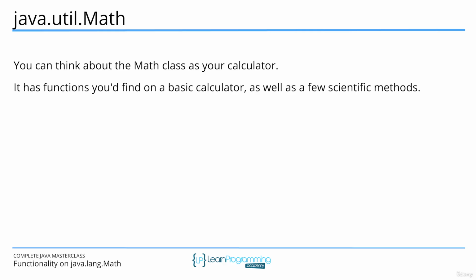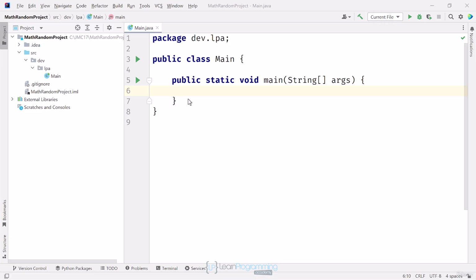Back in one of the first sections of this course, I showed you examples of numeric overflow and underflow. This happens when an operation on a value causes it to exceed the maximum or minimum values allowed for its declared type. Let's look at that again, this time in more detail. I've created a new project called MathRandom Project with the usual main class and main method in the dev.lpa package.